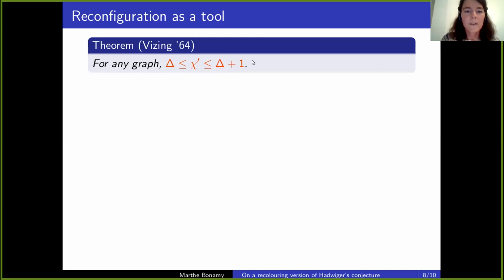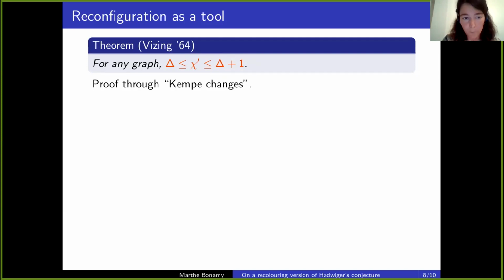And Vizing's theorem says that, again, the number of colors you need is tied to the max degree of the graph. So it's always at most max degree plus 1. And you can see easily max degree is a lower bound, because if you look at the vertex with max degree, then you need distinct colors for all of the incident edges. So it's trivial that delta is a lower bound, and this theorem says that delta plus 1 is an upper bound.